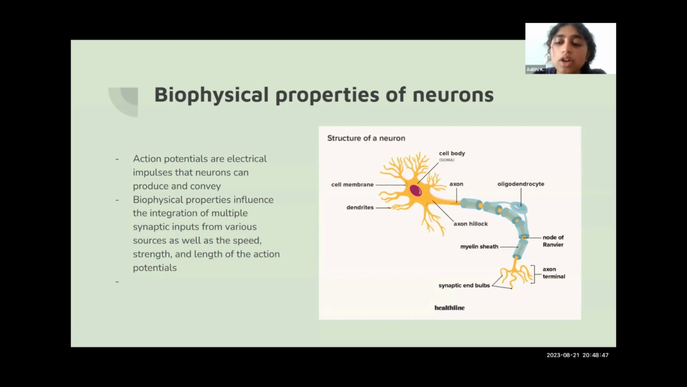The length of the neuron's long process, called the axon, which conducts action potentials away from the cell body, is measured in terms of its diameter. A fatty sheath that surrounds the axon and insulates it from its environment is known as myelination. These biophysical properties influence the integration of multiple synaptic inputs from various sources, as well as the speed, strength, and length of action potentials. We can use a few basic concepts of electrical circuits and membrane physiology to understand how these biophysical properties affect synaptic integration and action potential generation.